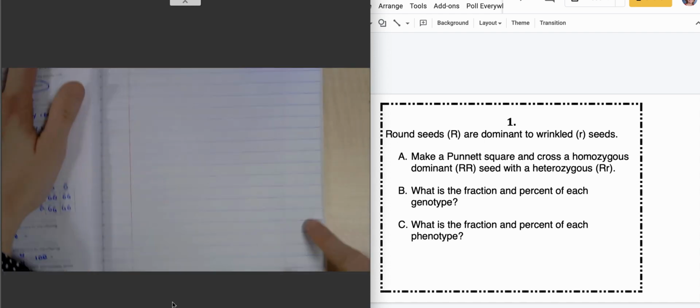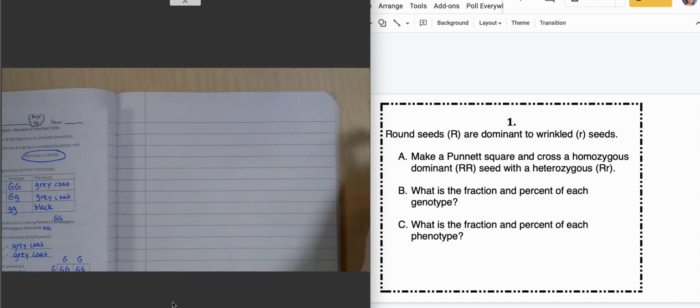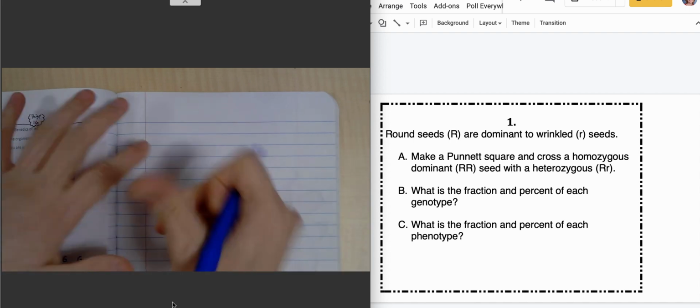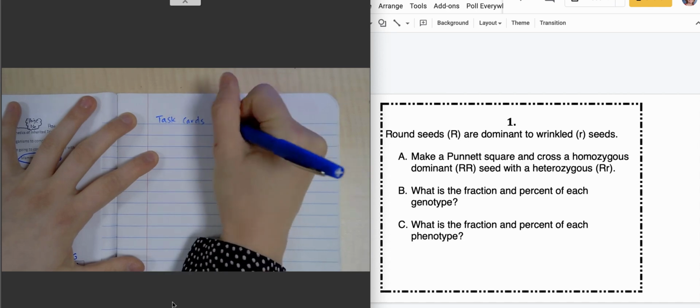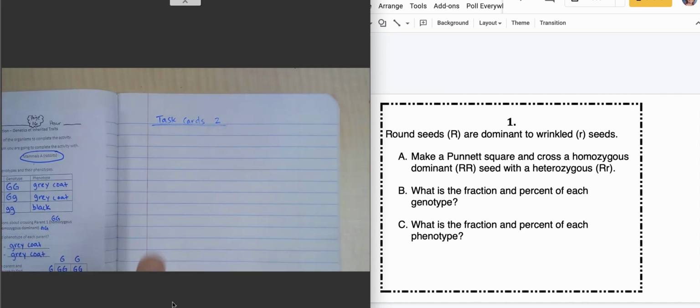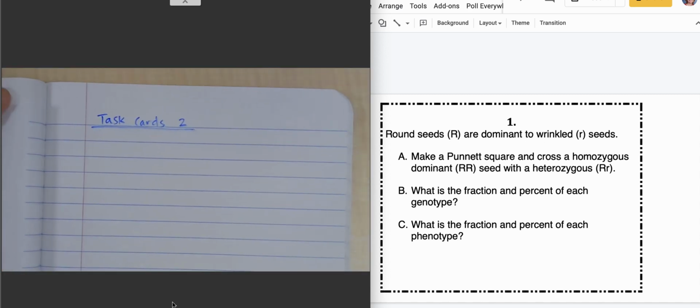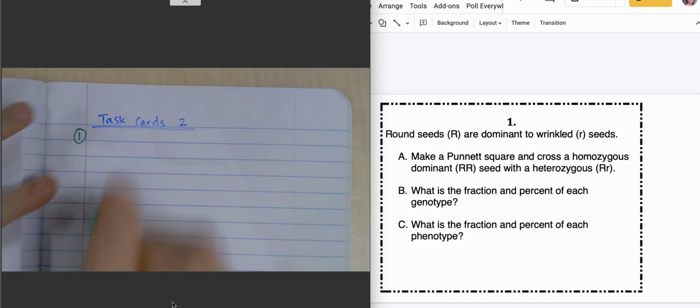And this is how you're going to want to set it up. And I'm just going to title this task cards 2. And this is our first one. So I'm going to put a 1.